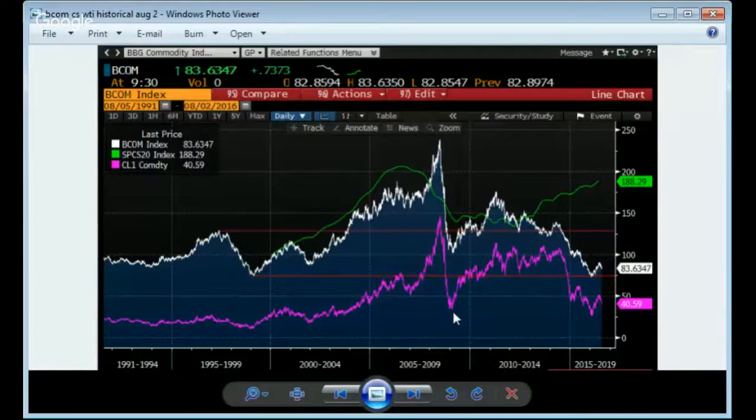Okay, so we have here oil in purple, the Bloomberg Commodity Index in white, and the U.S. Case-Shiller S&P, I think it's Reuters, home price index. What I'm looking for is other markets which saw speculative urges at about the same time. And this is one of them.